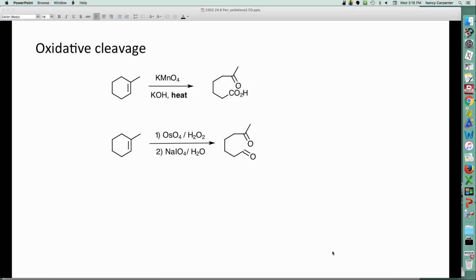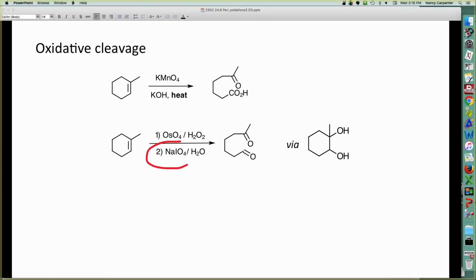If we use osmium tetroxide, we know that we can get the diol, but by adding a second step, sodium periodate, that periodate reacts with the diol, cleaves the double bond, and in this case, what do you get? You get the aldehyde. So to drive the point home here, I just want to make sure it's clear that the variable is that vinyl hydrogen bond. That's what gets further oxidized to give you the carboxylic acid, or not further oxidized to give you the aldehyde.